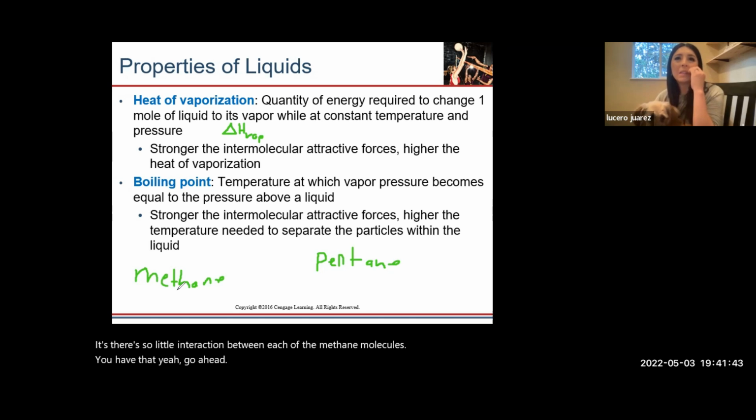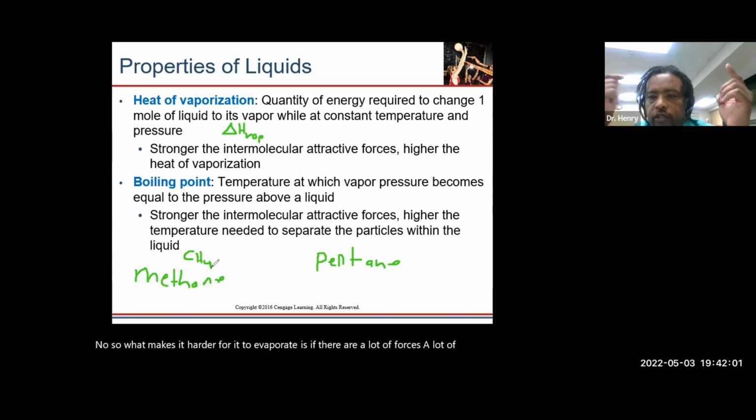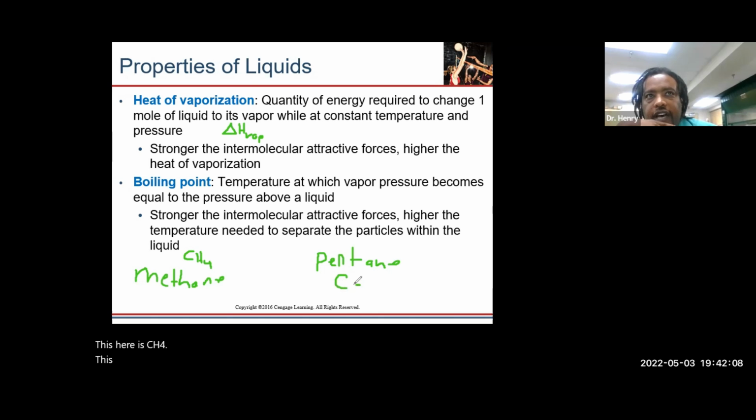What's going to make it harder for it to evaporate is the change of the temperature. It's harder for them to reach that temperature state where it evaporates. No, so what makes it harder for it to evaporate is if there are a lot of intermolecular forces between the two molecules. So for instance, this here is CH4. This here is C5H.